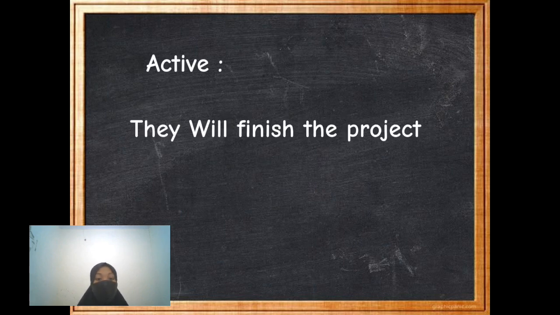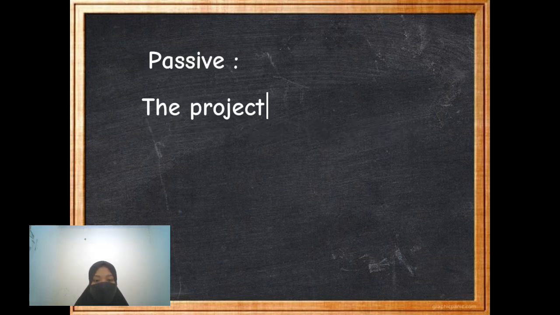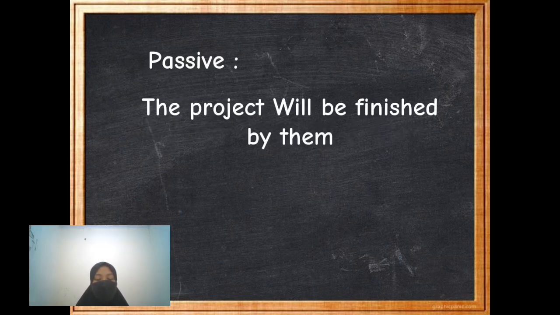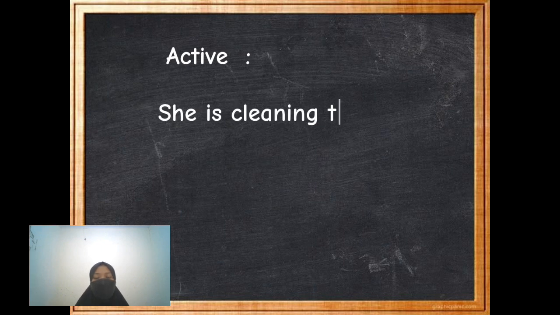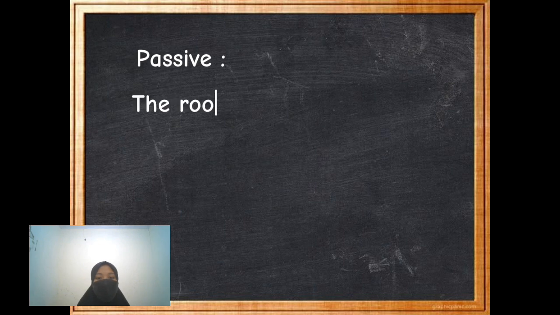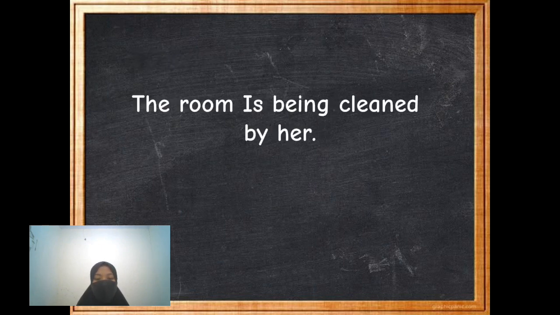Next, future simple. Active: they will finish the project. Passive: the project will be finished by them. Okay, next, present continuous. Active: she is cleaning the room. Passive: the room is being cleaned by her.